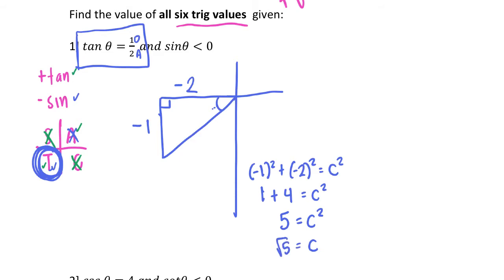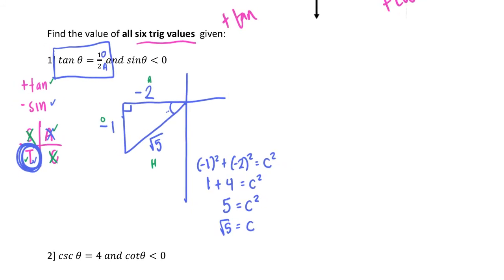5 is a prime number. It doesn't have any perfect squares that fit into it, so we know that it is the square root of 5. Your hypotenuse is always positive. If you need to, go back to your triangle, label your opposite, your adjacent, and your hypotenuse. Now we have a complete triangle, and we can find all 6 trig functions.